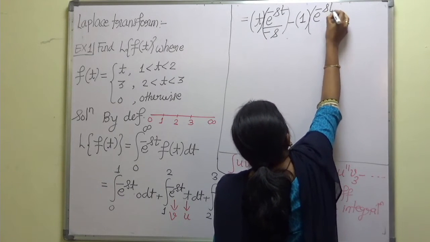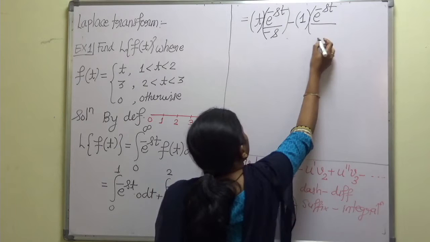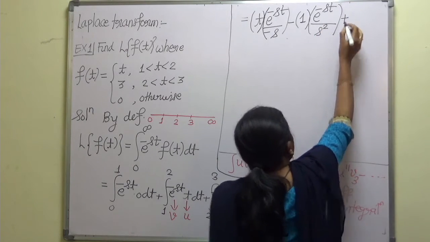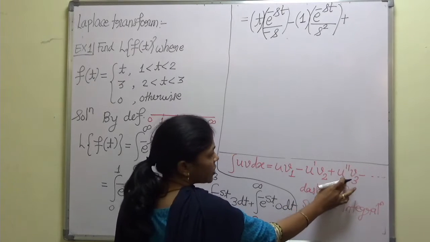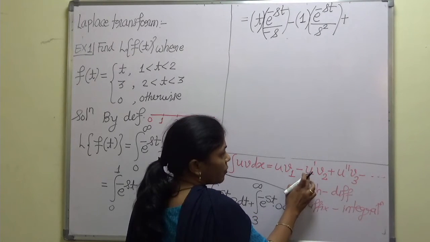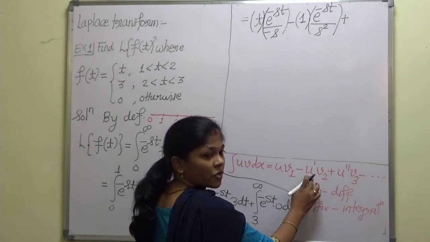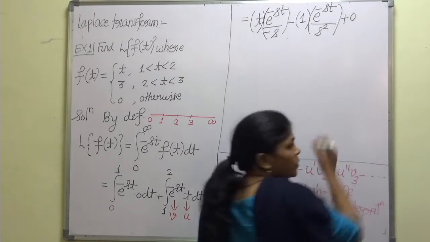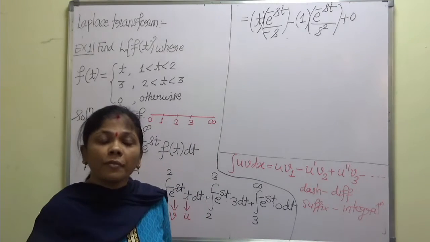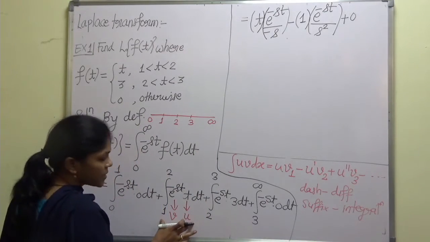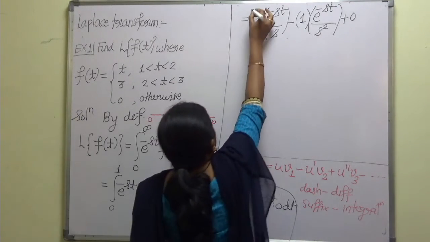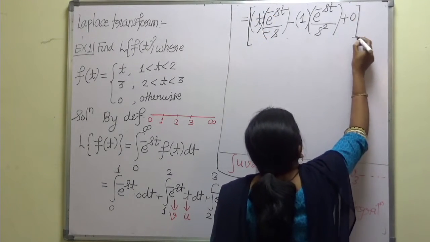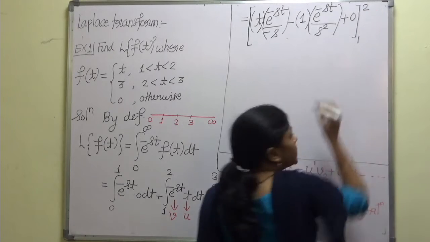So e raised to power minus st upon minus s; already minus s is there, so it is s square. Next, plus u double dash. How will you get u double dash? If you differentiate the previous first term once again, you will get 0. So in this way, the integration of the first term is complete, and we will apply the limits, that is, limits are 1 to 2.